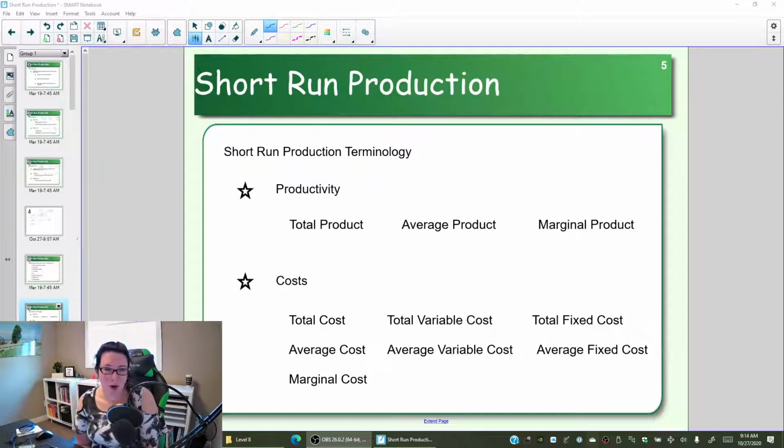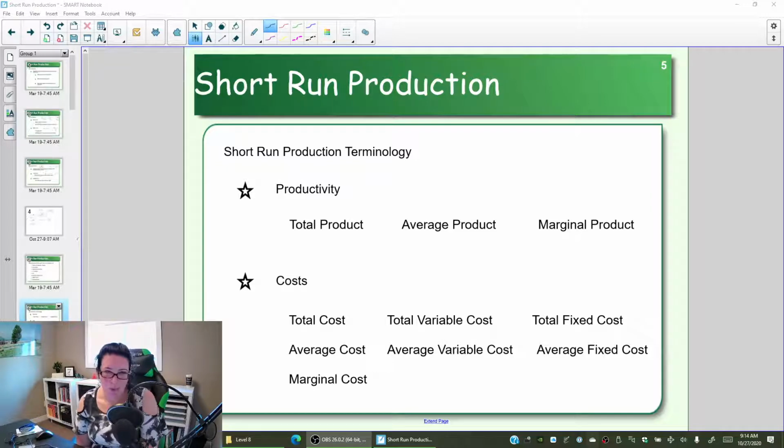The first is productivity. So we need to look at how much is produced and how much bang we're getting for our buck. How much we're able to get in terms of production per worker is one measure of productivity, labor productivity. We also need to consider costs, and in our previous video we looked at variable costs and fixed costs, and now we're going to look at calculating those and graphing them.